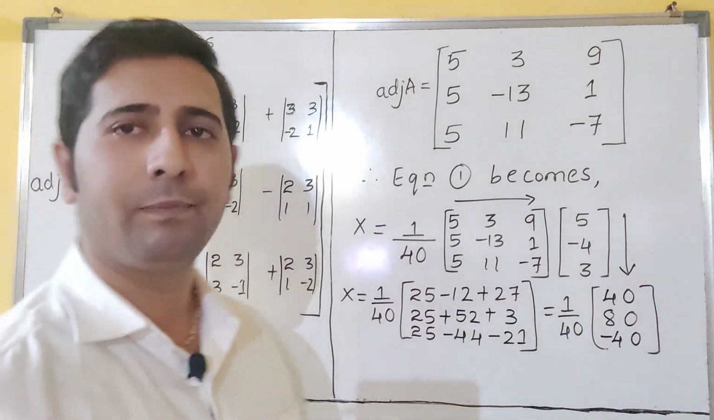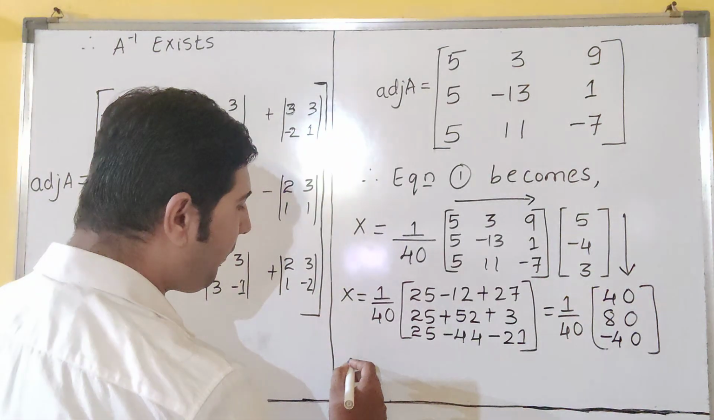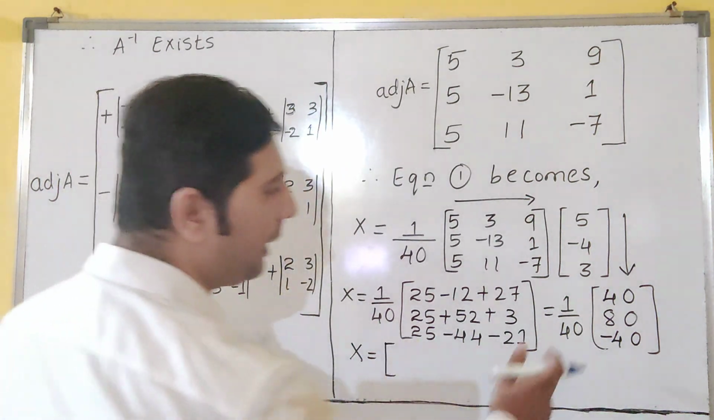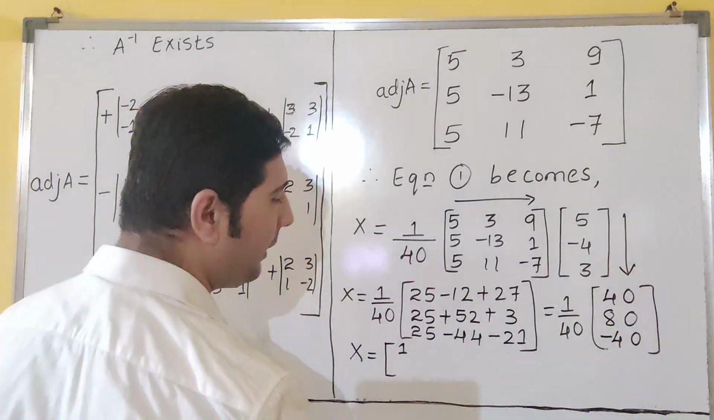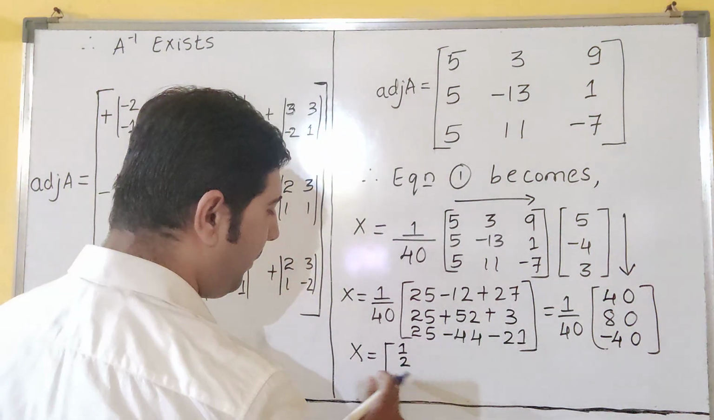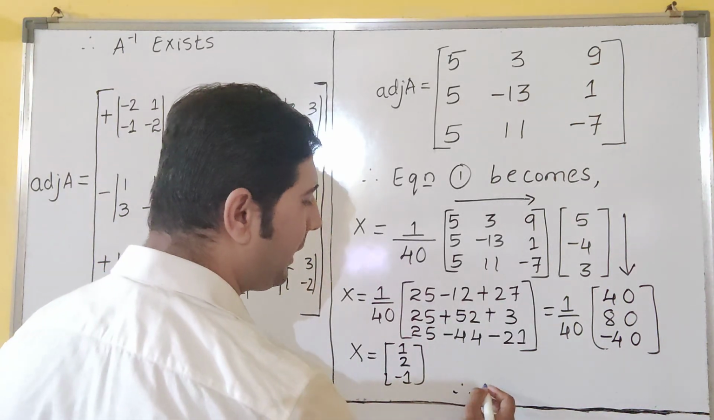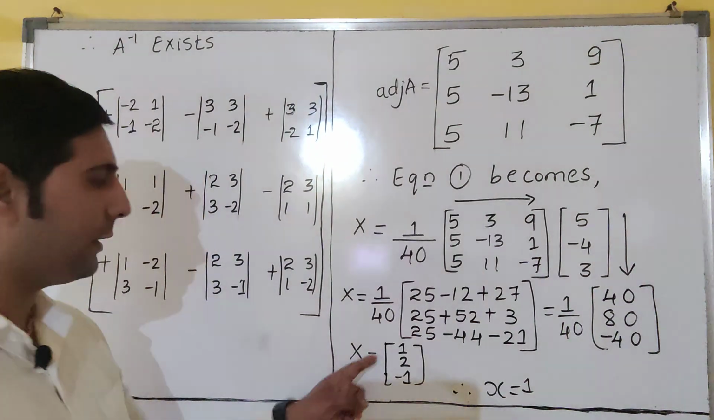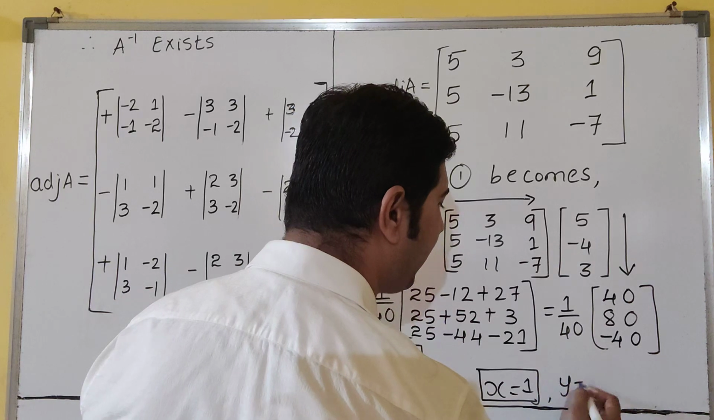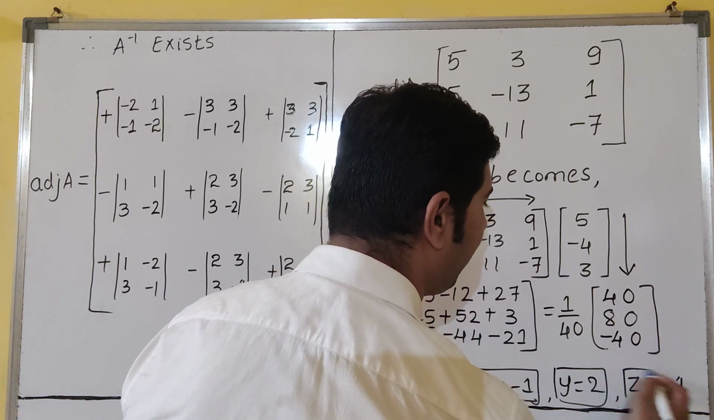Clear? Everyone understood? So now see here, when you multiply 1 by 40 inside, how much will you get? X is equal to 1 by 40 times [40, 80, -40]. 40 ones are 40, 40 twos are 80, 40 ones with the minus sign gives minus 1. So therefore you will get the values. Capital X is X, Y, Z, no? X value is 1, Y value is 2, and Z value is minus 1, dear students.